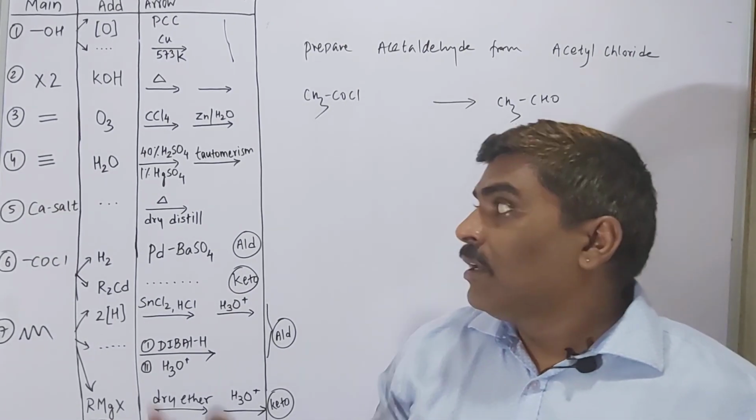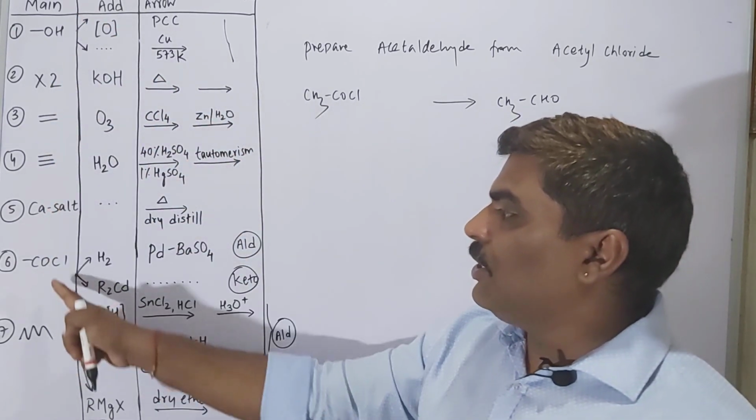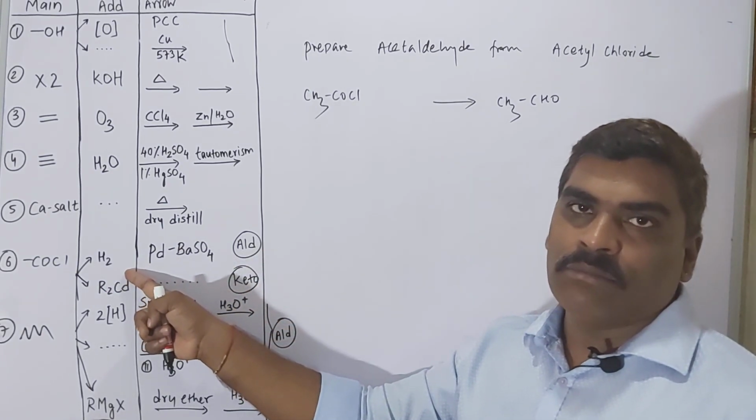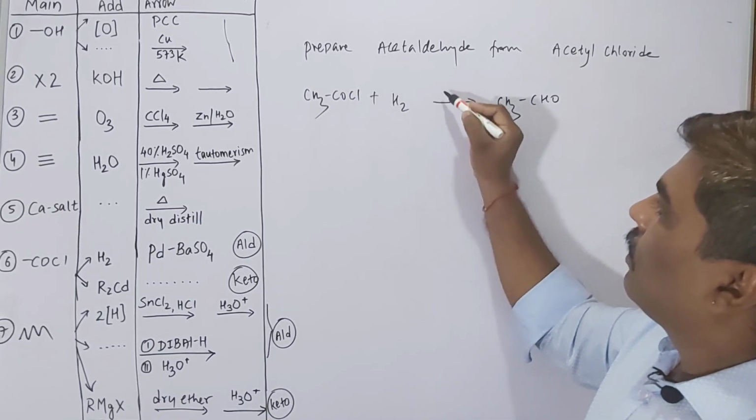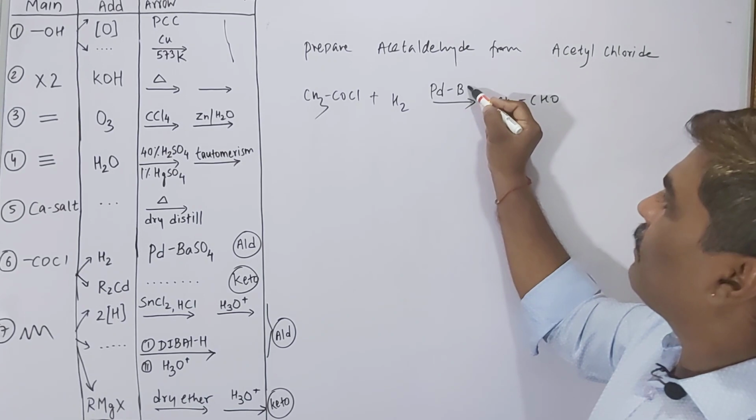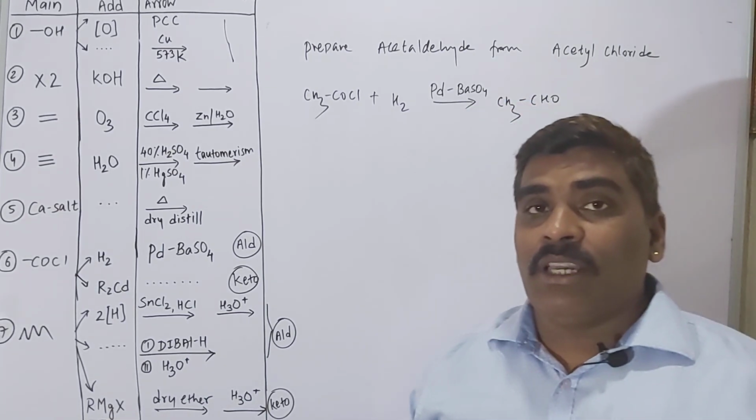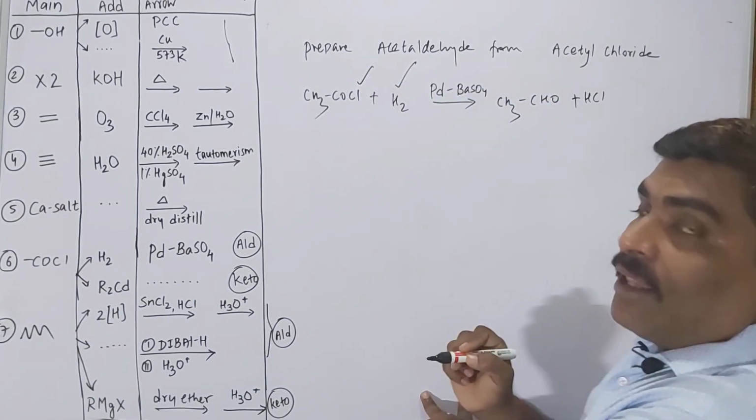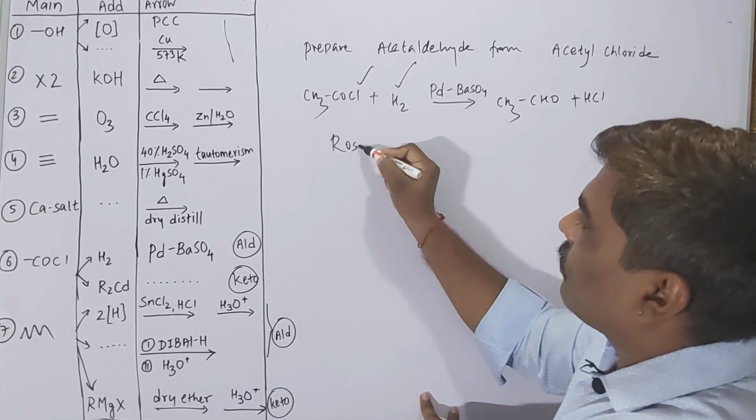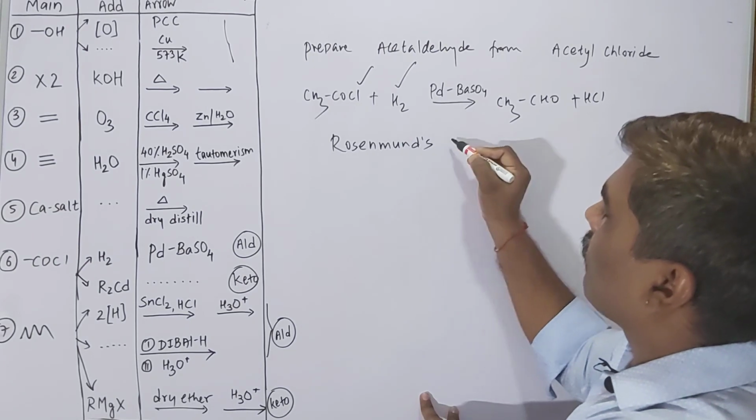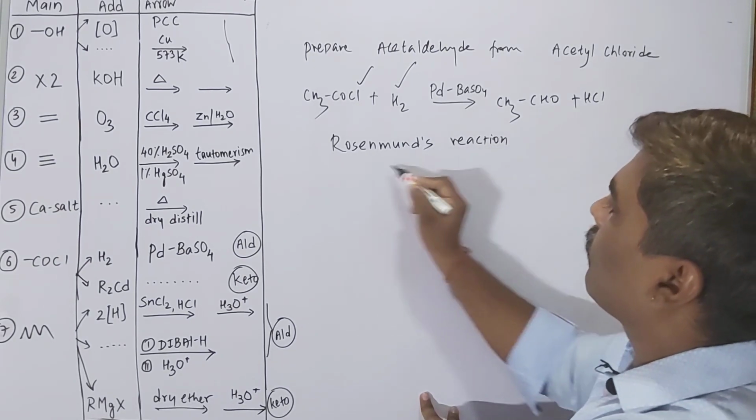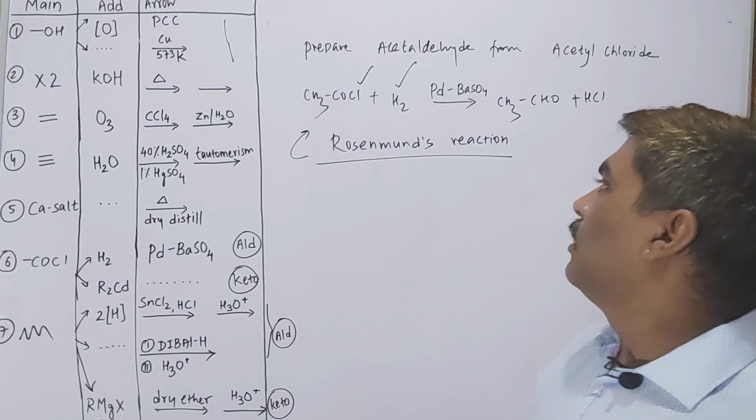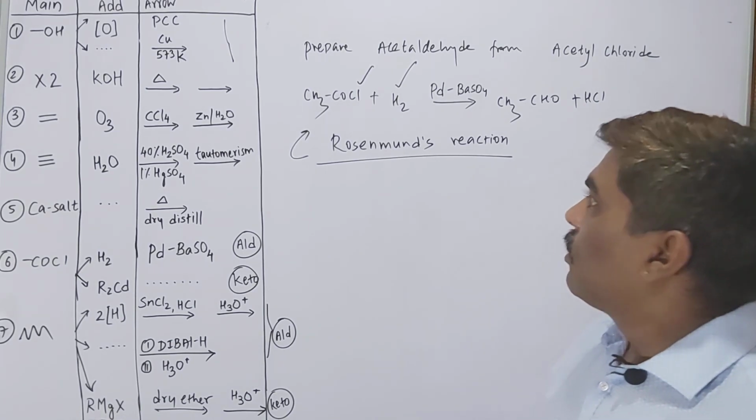Okay, so very simple. See, if you go through the formula COCl, where is COCl in this? COCl is here. Two possibilities are there. So we want to prepare aldehyde. So what do you have to put? Hydrogen. So we'll put here hydrogen, and on the arrow palladium and barium sulfate. So what happens in this reaction? Very simple reaction. This H and Cl, HCl is given out, and this reaction is known as Rosenmund's reaction. Two very important reactions, you know, one was the Stephen reaction, another is this Rosenmund's reaction. So this way we can write very simply.